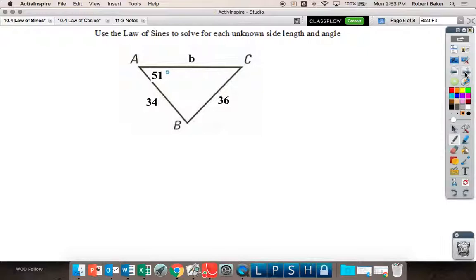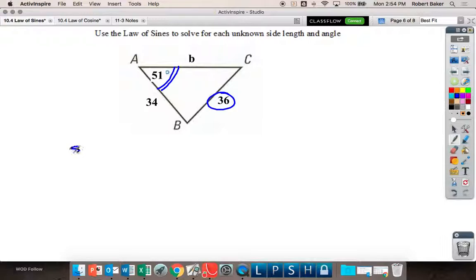Why is it different? There is only one angle. If you use the law of cosines here, it would be a disaster. So we use the law of sines. In this scenario, we have an angle here and we have a side length here.